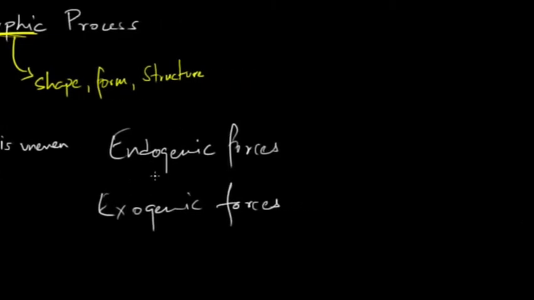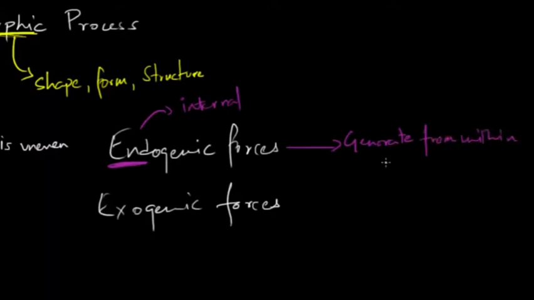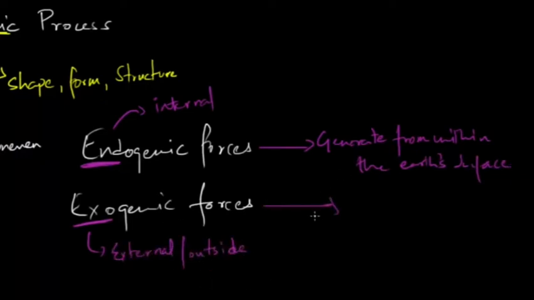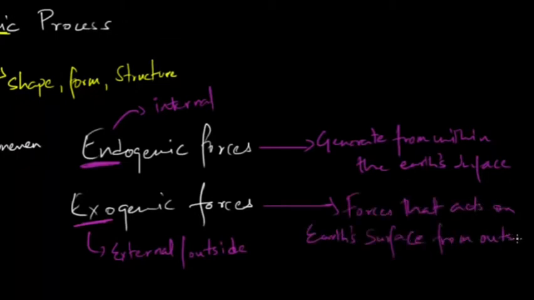So to understand the word endogenic forces, we have to look at this term endogenic. The word endo stands for internal. So basically endogenic forces are internal. They are those forces that are generated within the Earth's surface. And the term exogenic, if you look at this term exo, this means external or outside. So exogenic forces are those forces that act on the Earth's surface from outside. So always remember, endo means internal and exo means external.